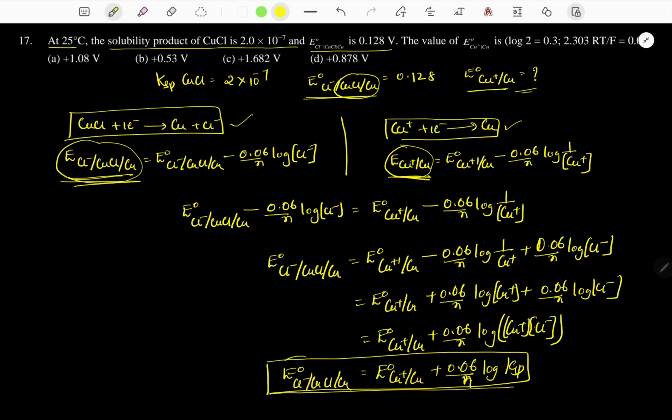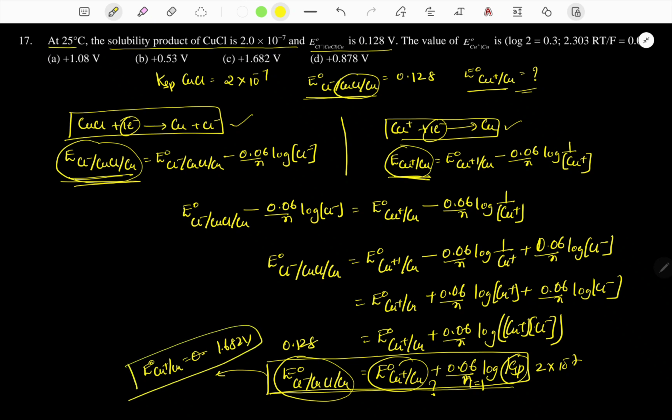In the question, this value is given. What value is given? 0.128. This value we have to find out. And the Ksp value is given. How much? 2 × 10 power minus 7. What is the n value? 1. The n value is 1; here it is 1 electron, whichever way we take it. Therefore the corresponding E0 of Cu plus to Cu value is 1.682 volt. So try to remember this equation for Ksp related questions.